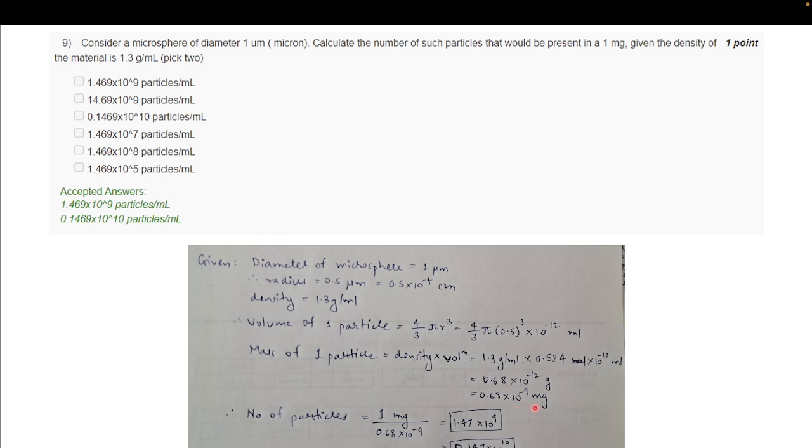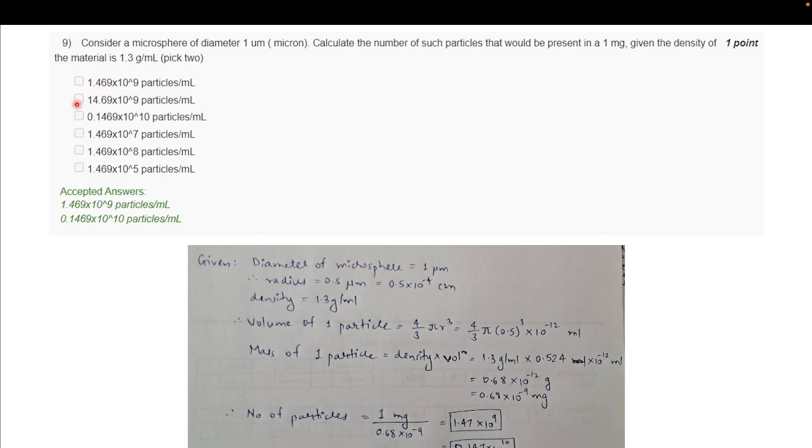Now the only thing that is left to do is, I know that the entire mass of my particles is 1 mg. I just need to know how many particles I'm going to fit into this 1 mg. So what you do is you just take a ratio of these two, 1 mg and the mass of each particle, and then you will get a value of 1.47 × 10⁹. I've just rounded it off. The actual value would be 1.469 × 10⁹.